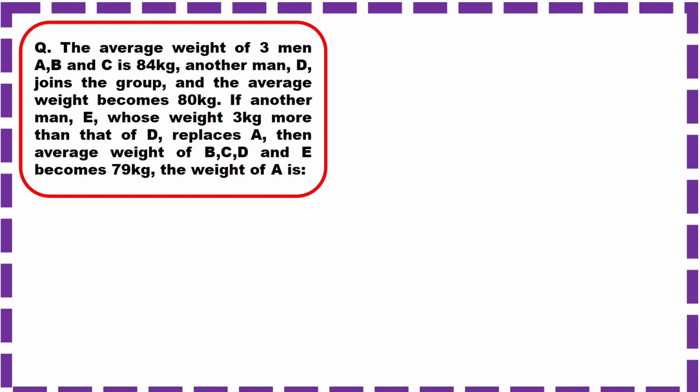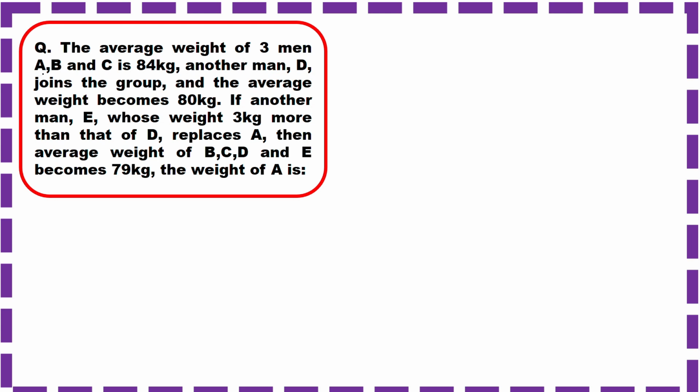The average weight of 3 men A, B, C is 84 kilos. Another man D joins the group and the average weight becomes 80 kilos. If another man E, whose weight is 3 kilos more than that of D, replaces A, then the average weight of B, C, D and E becomes 79 kilos. The weight of A is?